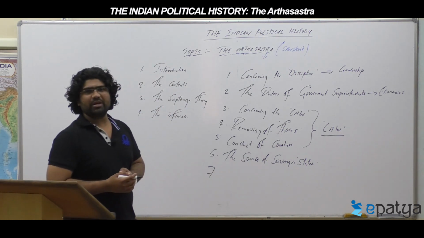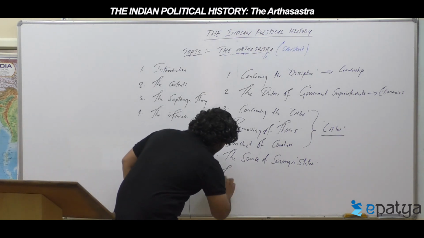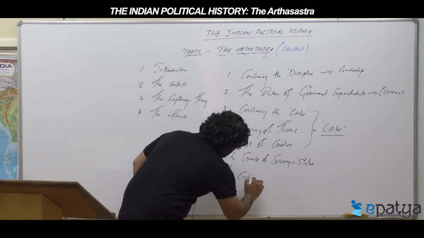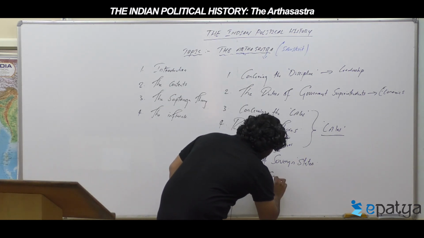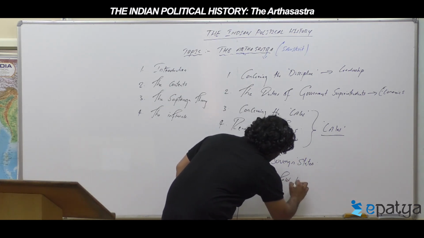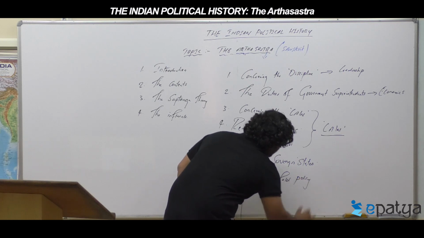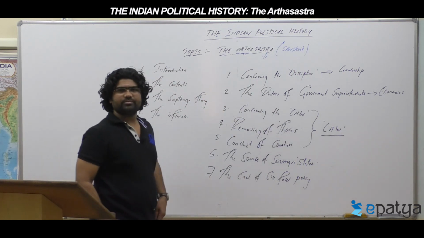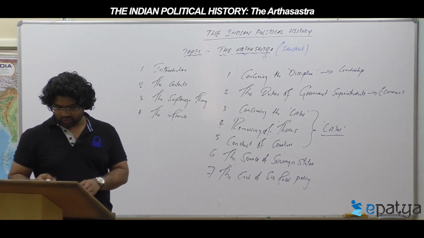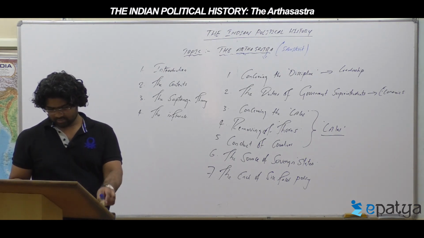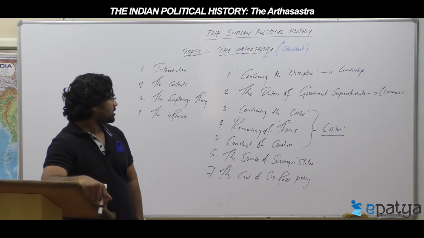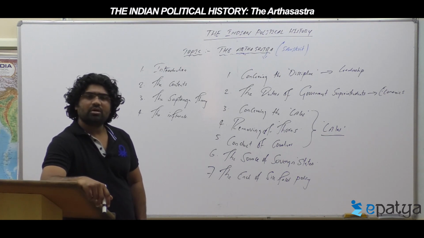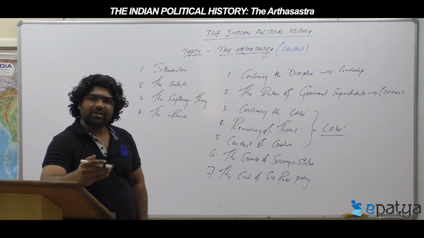Chapter number 7 speaks about the end of sixfold policy. The end of sixfold policy clearly speaks about what kind of political system should prevail at that point of time.